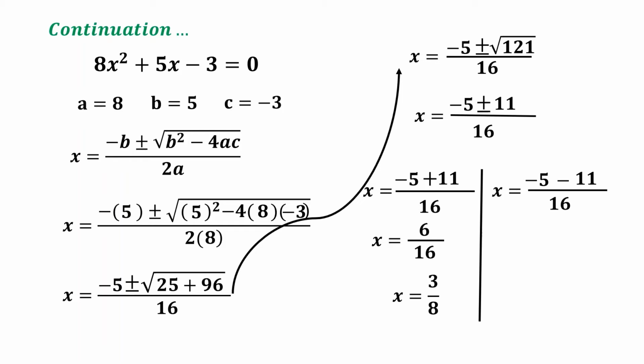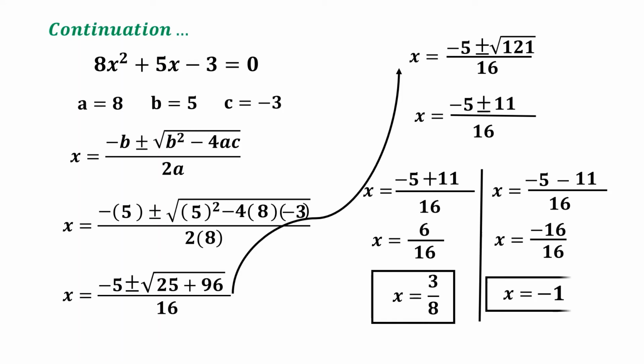Let us have the other equation, x is equal to negative 5 minus 11 over 16. Negative 5 minus 11 will proceed to addition, so the result will be negative 16 over 16. So we have x is equal to negative 16 divided by 16, which is equal to negative 1. Therefore, the values of x are 3 over 8 and negative 1.